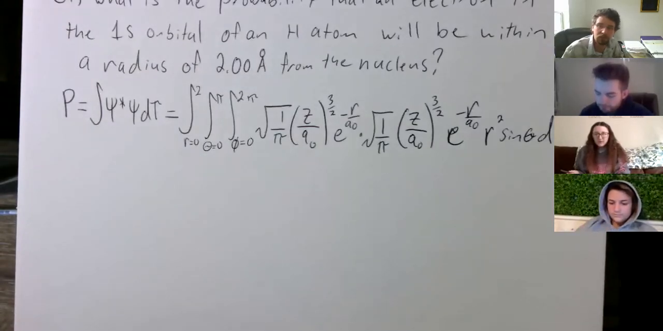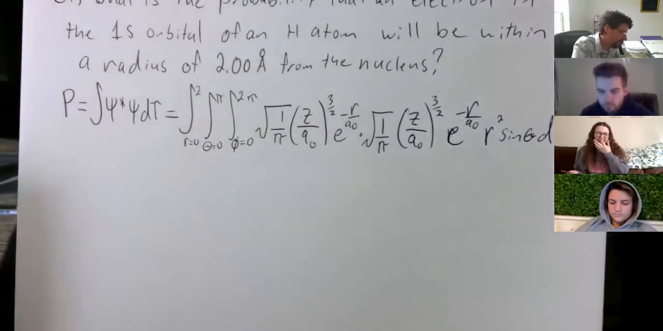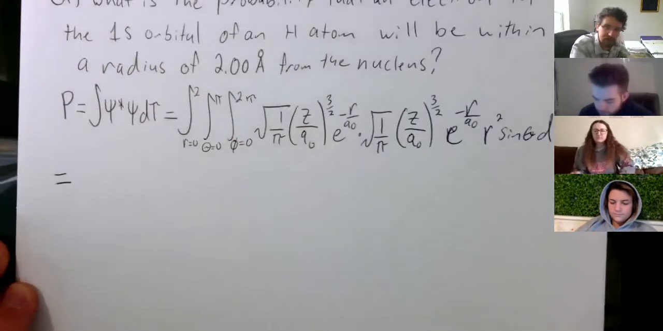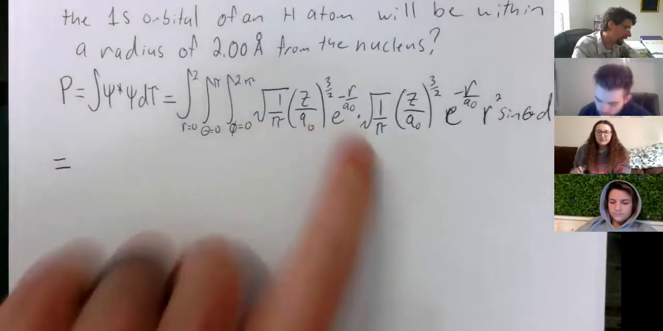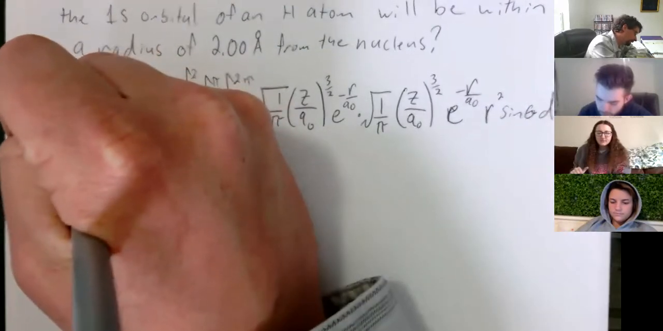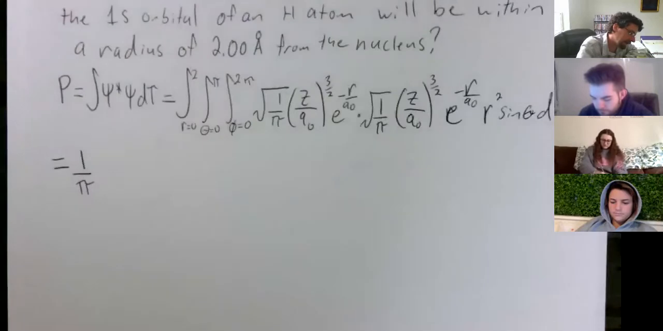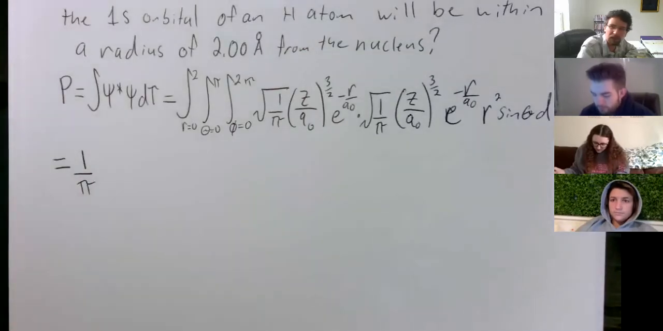Simplify. Yeah, so we want to simplify this. Okay. So how would you suggest to simplify it? Multiply the square root of 1 over pi. Okay, yeah, we can get that. We can pull this out. So we get 1 over pi. What else do we have? Any other things we can pull out from this expression?